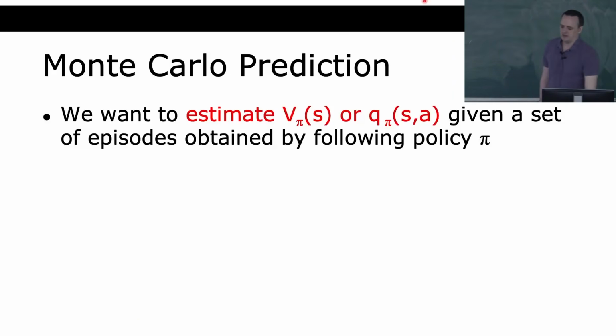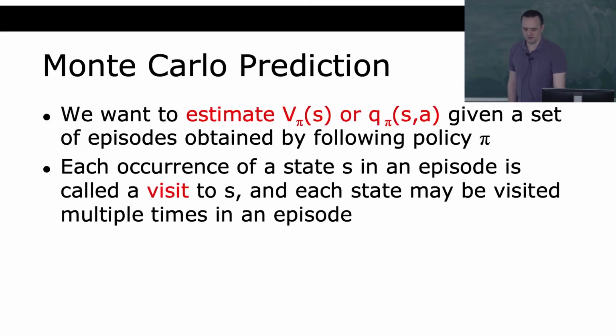So we want to estimate either the value of the state, or more than likely, the value of the action at that state, given a set of episodes obtained by following some policy. Each occurrence of a state S in an episode is called a visit to S, and each state may be visited multiple times in an episode. Now it turns out in Blackjack, because your score keeps going up, like by definition you can't get a negative card, it's impossible to visit the same state twice in an episode of Blackjack.